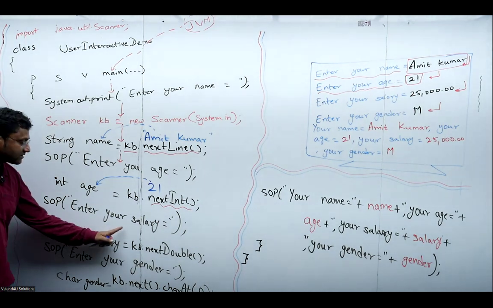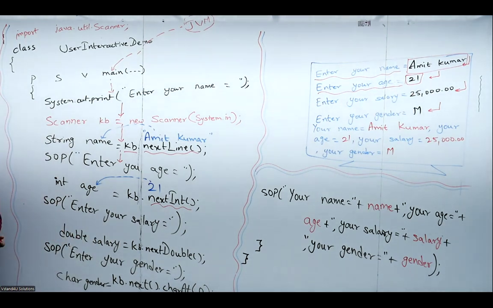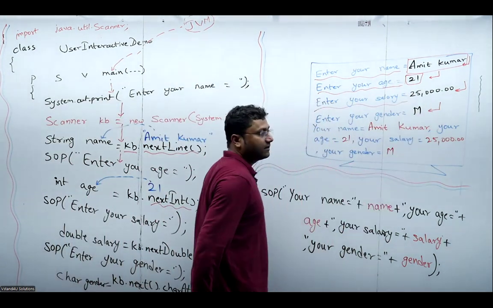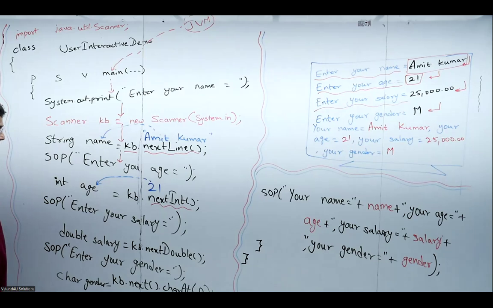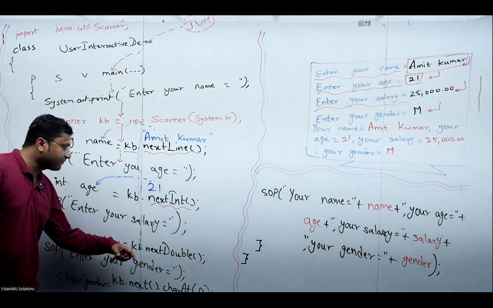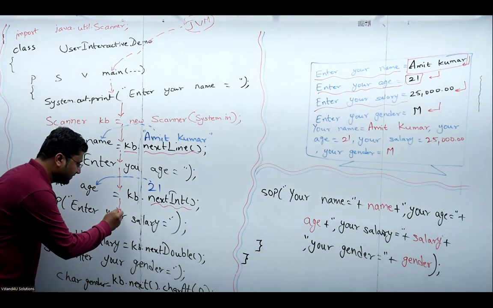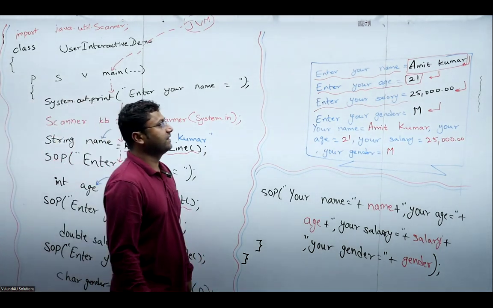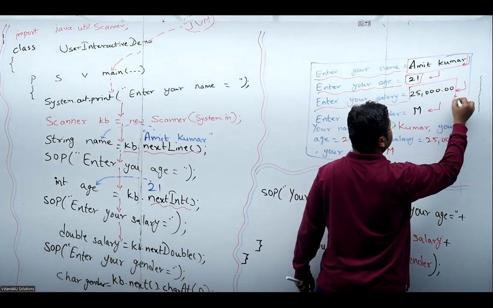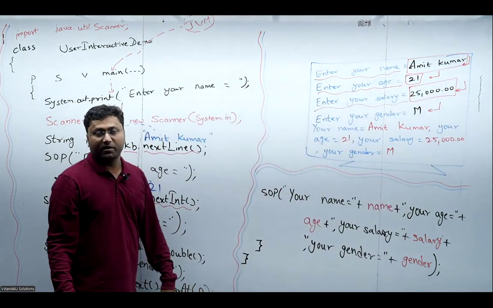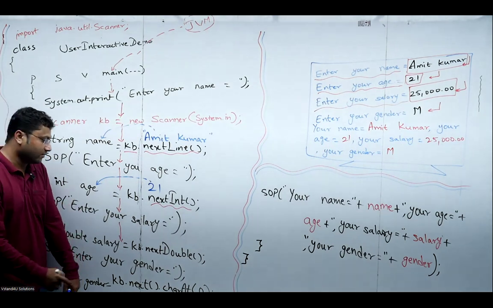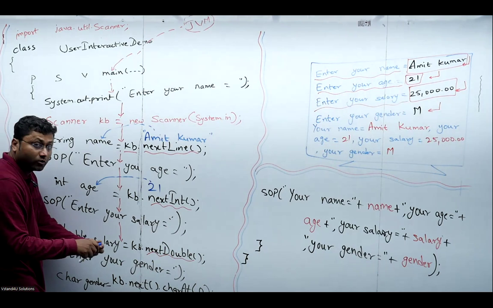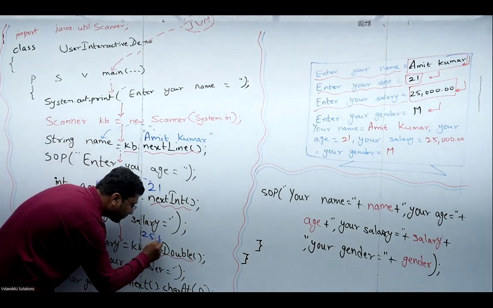Am I clear? Okay, sir. Then you are asking what? Enter your salary. So don't you think this message also will be printed somewhere here? Done. And pay attention. Whatever message has been printed, after this, you are telling KB dot nextDouble. That means double type of value I'm supposed to read. Do you think this is a double type of value which is having a decimal? Yes. A number which has a decimal by default is a double value. I'm saying nextDouble. Because of this, what is the value? 25,000 paisa.